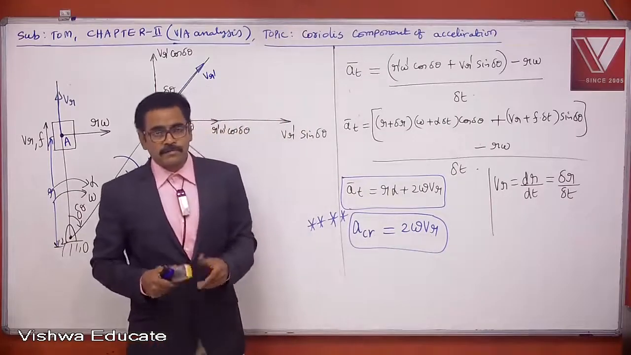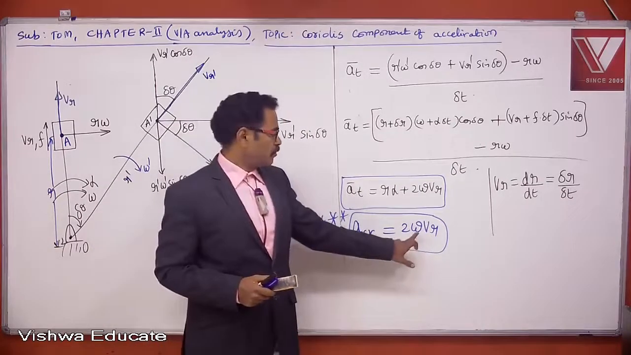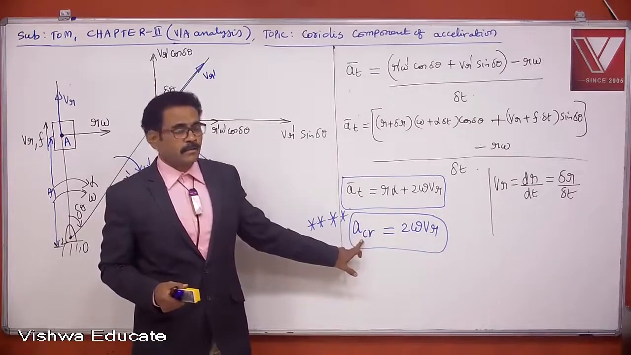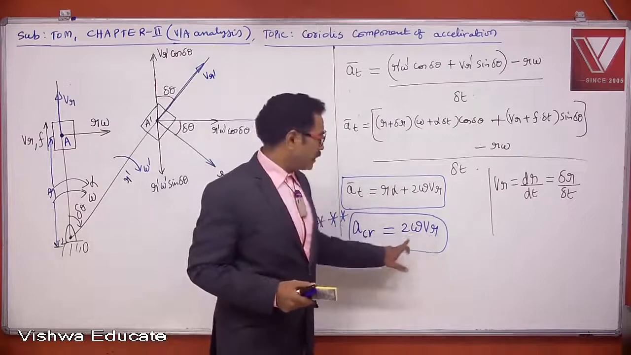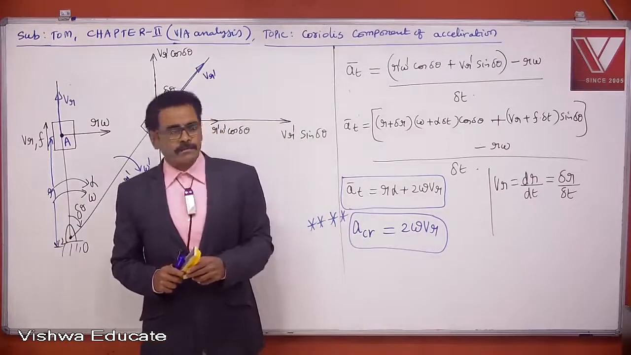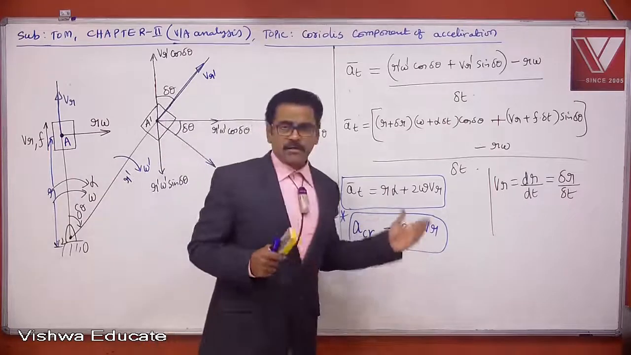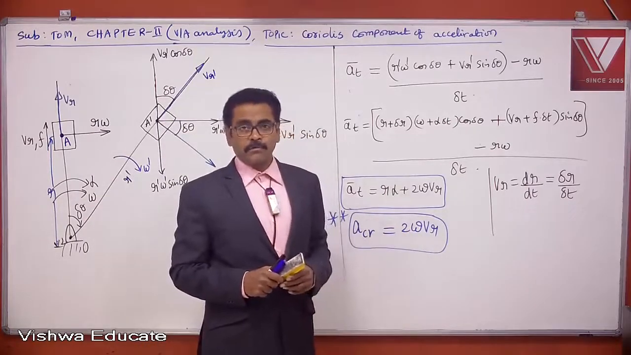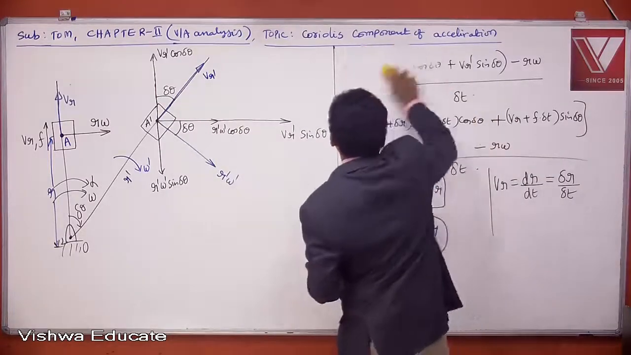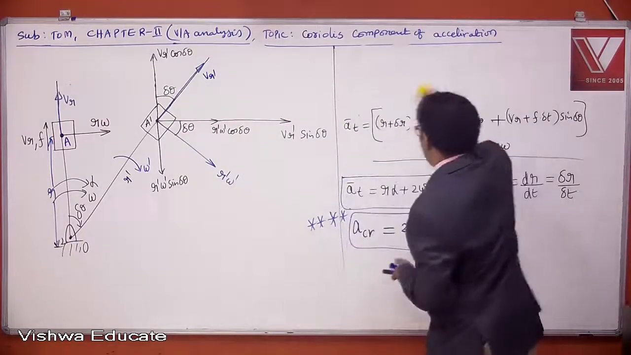For instance, if rotary motion is 0, omega will be 0, so the Coriolis component will be 0. If radial motion is not there, VR will be 0. Again, Coriolis component of acceleration will be 0. For getting Coriolis component of acceleration, we require both rotation and radial motion. Right, next point. Direction of Coriolis component of acceleration.